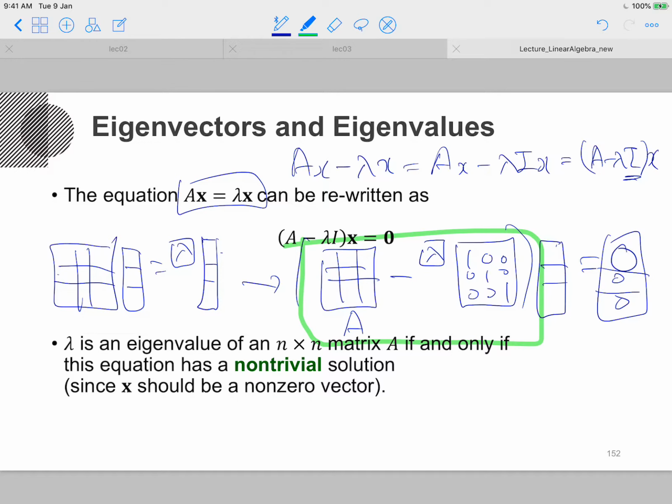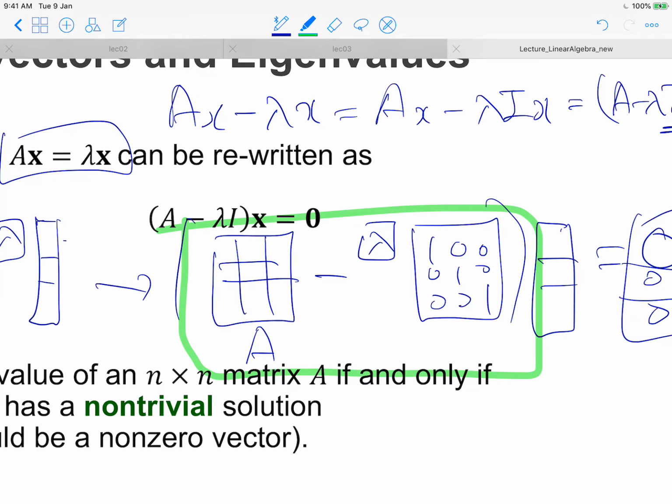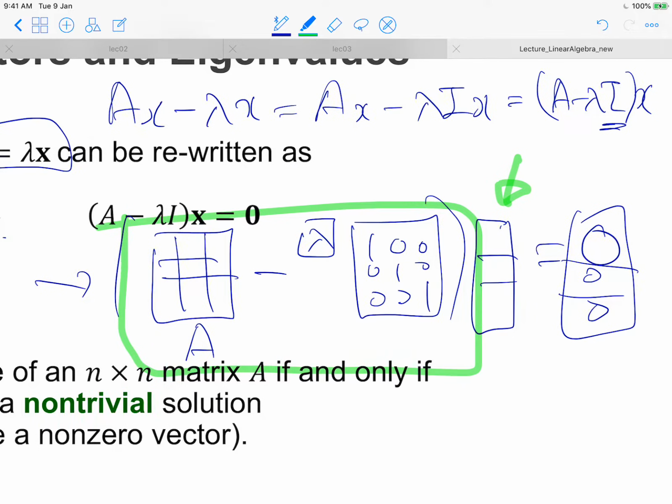Given some matrix where we subtract this part, right, we need to find some vector for this matrix where their multiplication should produce the 0 vector, right?